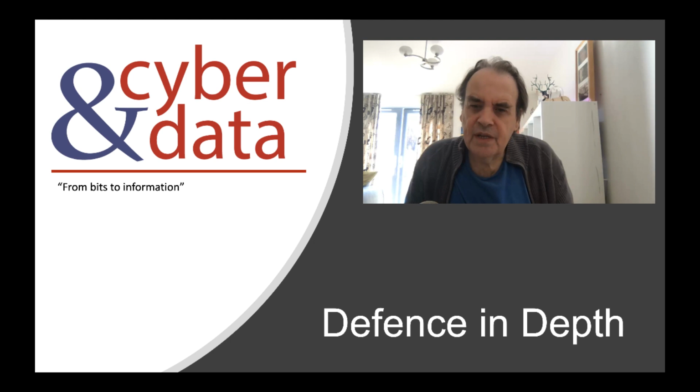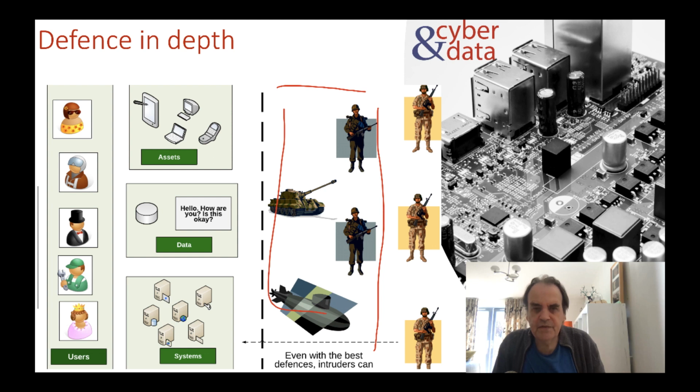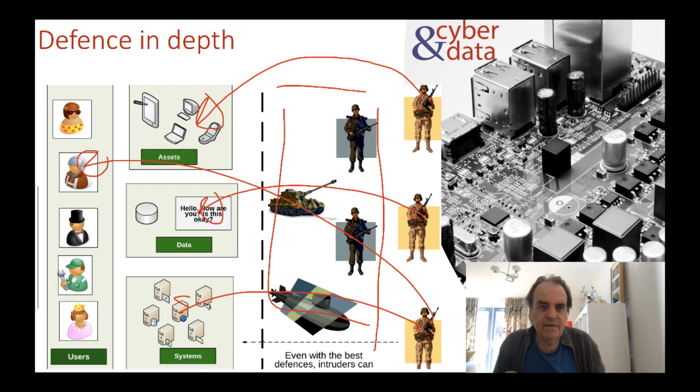One method that's proposed for improved defence is what's called defence in depth. With this, even if we have the best of defences, it's typically possible that an intruder can breach those defences and get access to assets, data, systems, or even our users.